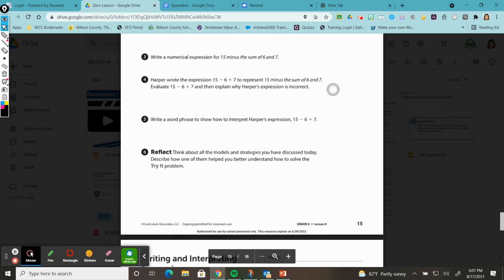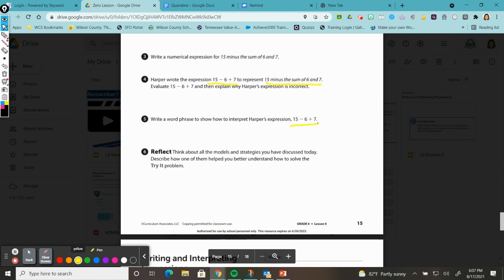Let's take a look at number 5. It says write a word phrase to show how to interpret Harper's expression. So a word phrase, when we're talking about a phrase, we're talking about something that uses numbers and words. When we're talking about numerical, we're talking about numbers and symbols. So this is Harper's numerical expression. Now they want us to write numbers and words that would match that numerical expression.